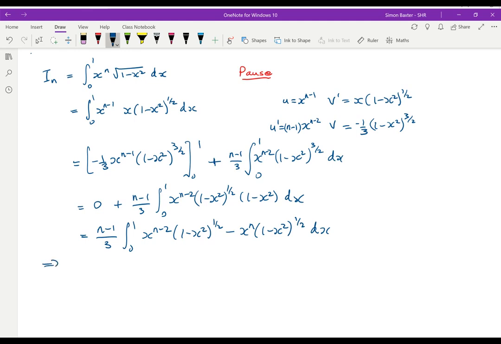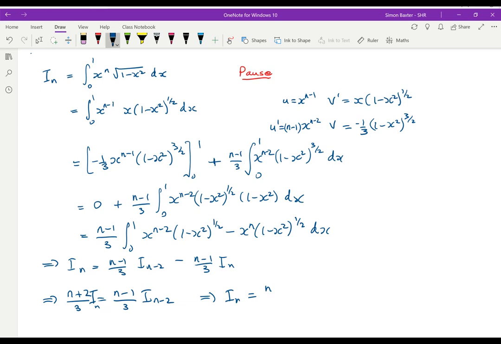And now I have that In is n minus 1 over 3, In minus 2, minus n minus 1 over 3, In. That tells me that adding the n minus 1 over 3 to both sides, I get n plus 2 over 3 In is equal to n minus 1 over 3, In minus 2, which tells us that In is equal to n minus 1 over n plus 2, In minus 2.